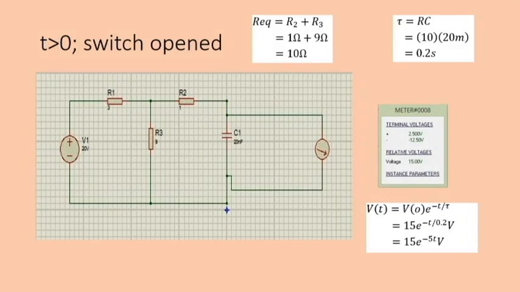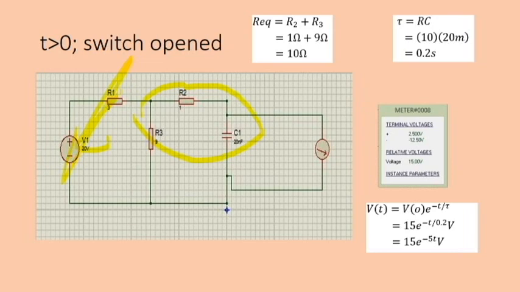Okay guys, now for the second condition. The second condition is when t is larger than 0. When t is larger than 0, the switch is open and the capacitor is fully charged. When this condition occurs, the first loop no longer functions, so we have to solve the second loop. First, we have to find the R equivalent. R equivalent equals R2 plus R3, because R2 and R3 are in series. So we get 10 ohm.